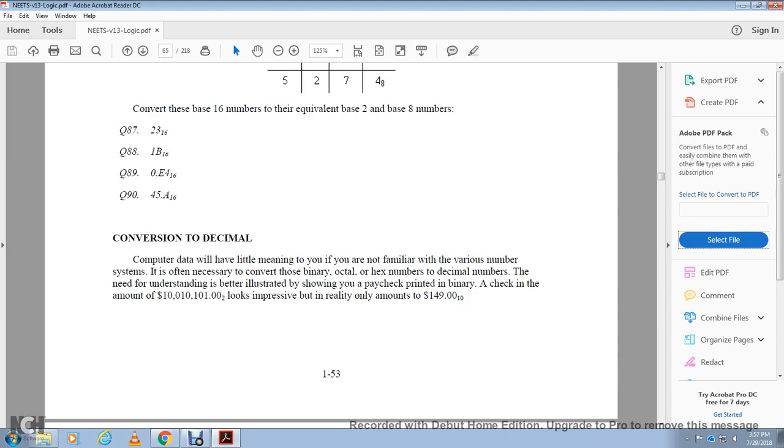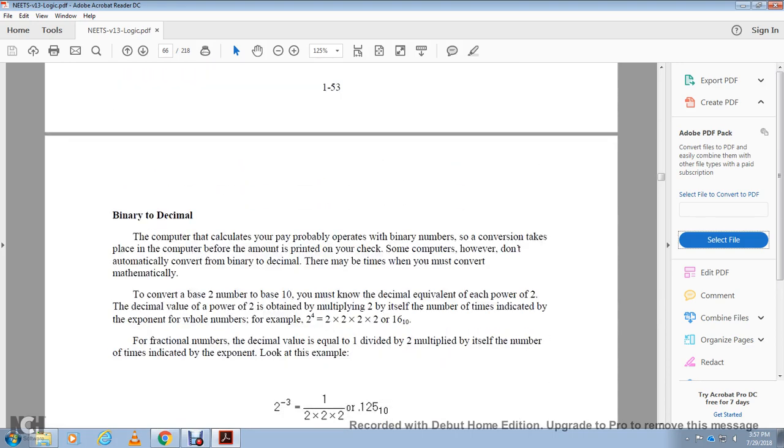A check in the amount of 10,010,101 and .00 binary looks impressive, but relatively amounts to $149.00 in decimal form.